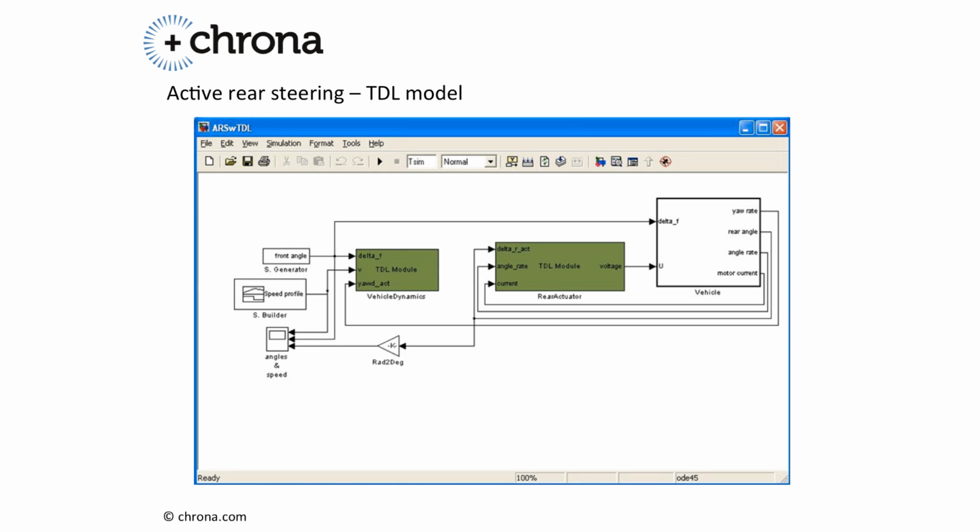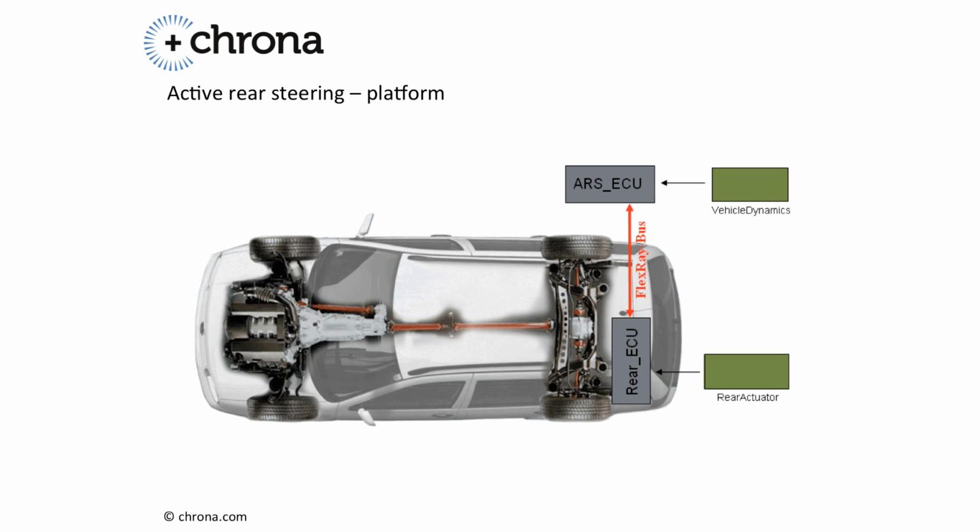In the active rear steering case study, the control system involves two controllers, a dynamics controller that determines the desired value of the rear angle, and a servo motor controller which enforces this value. In the demonstration of the TDL VisualCreator, a platform-independent TDL model of the active rear steering control system has been created. This model consists of two modules, the vehicle dynamics module, which contains the dynamics controller task, and the rear actuator module, which contains the motor controller task.